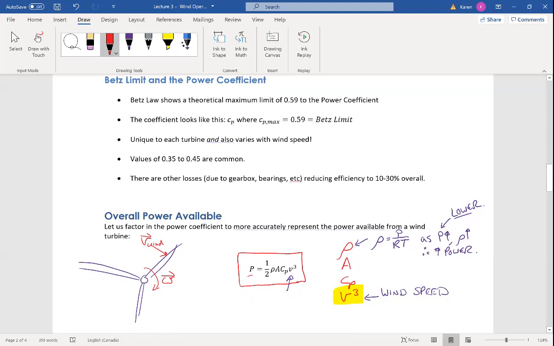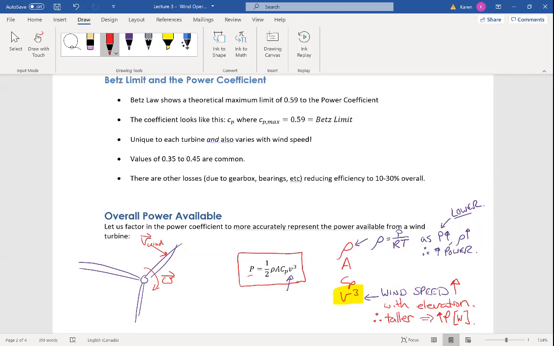So with wind speed being cubed, and it being windier up high, wind speed increases with elevation. So don't be fooled by density decreasing with elevation. Wind speed increases with elevation. Therefore, you want your wind turbines taller, which means higher power output.